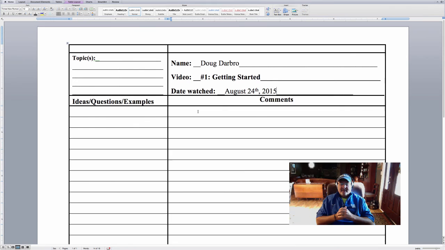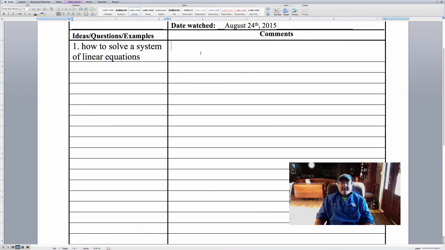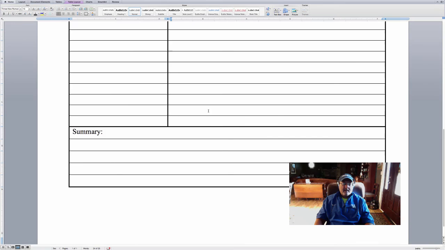So over in this part, ideas, I would put number one, how to solve a system of linear equations. And then over here I would write examples, something that you got out of the specific examples out of the video. Down here, I'd write a summary. So this is not only to help me see that you are, or at least to validate that you are watching the videos, and give you actually some pretty easy points by doing so. It's also something that's going to really, really help you when it comes time to study for your midterm and your final.